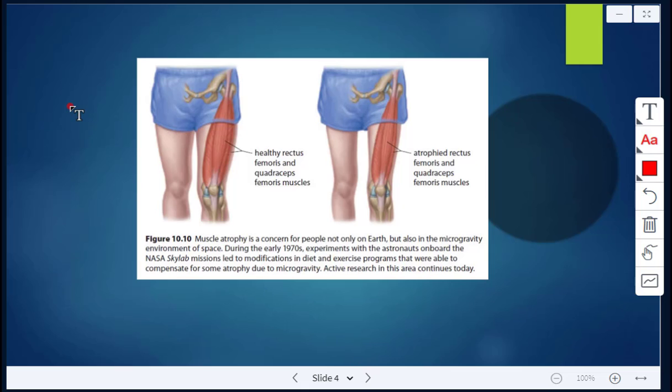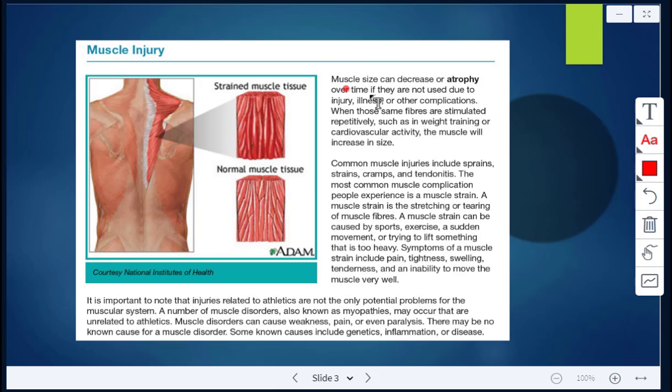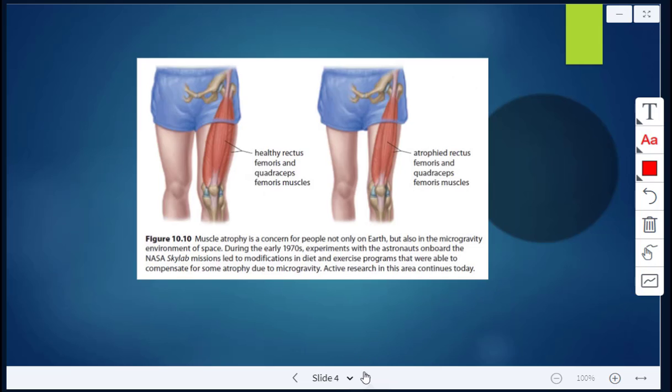All right, so here in these two diagrams showing a healthy muscle, the healthy rectus femoris and quadriceps femoris muscles, and here the atrophied. You can see they're much smaller, atrophied rectus femoris and the quadriceps femoris muscles. So muscle atrophy, this is when you start losing muscle, muscle size decreases.